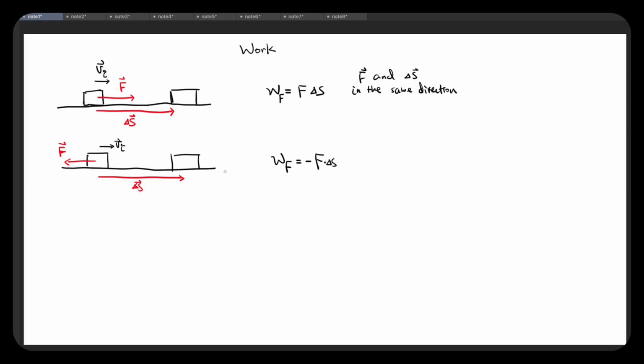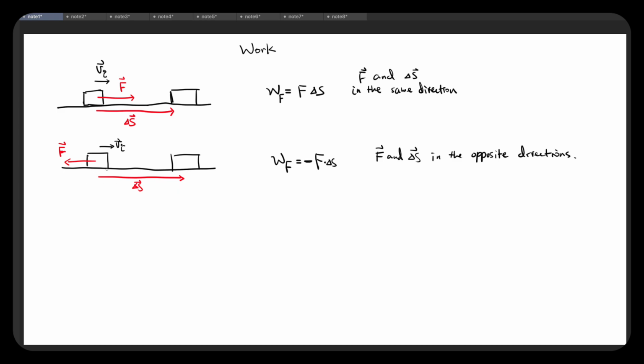In the future, when we talk about the effect of the work on the object's energy, we'll see this relation, but that's for the future. Right now, let's just write this down: F and delta S in the opposite directions. So we should have a negative sign here to define this difference.